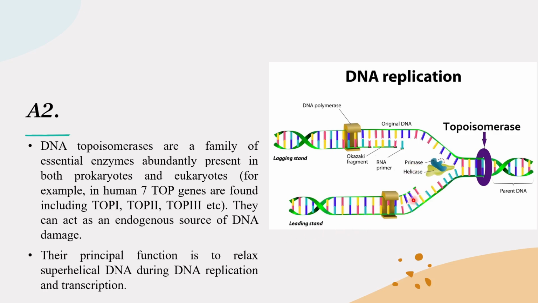So there will be no Okazaki fragments, and topoisomerases generally help in opening up the DNA. So DNA topoisomerases are a family of essential enzymes abundantly present in both prokaryotes and eukaryotes. For example, in humans, seven TOP genes are found, including TOP1, TOP2, TOP3, and so on. They can act as an endogenous source of DNA damage.